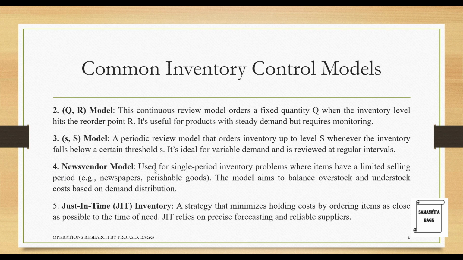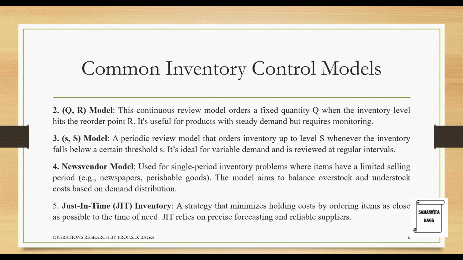The fourth one is the news vendor model, used for single period inventory problems where items have a limited selling period. Example, newspapers, perishable goods. The model aims to balance overstock and understock costs based on demand distribution. I have already explained this in the previous lectures. The news vendor model is based on the newspaper distribution which happens on a day-to-day basis. The news vendor is going to bring in the number of newspapers which will be sold. If he brings more newspapers, they will just lie with him in stock and he will have to throw them away. And he has to bear the cost of extra newspapers. The reason is no one takes today's newspaper tomorrow. Everyone would read today's newspaper today itself. So if you are not able to sell, you'll have to keep it with you and bear the charges.